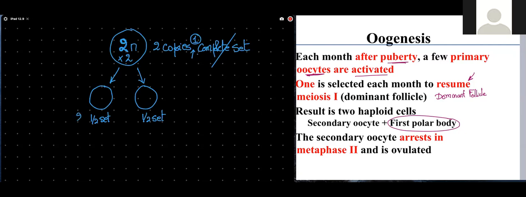But each of the daughter cells has two copies of the half set they are receiving. So the cells that I am producing are going to contain only half of the genetic information. They are haploid cells. So in this example, this is a primary oocyte.